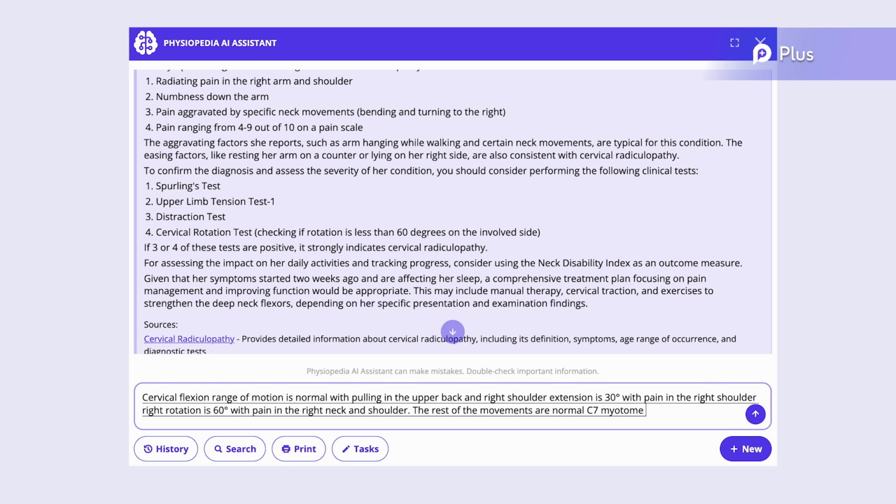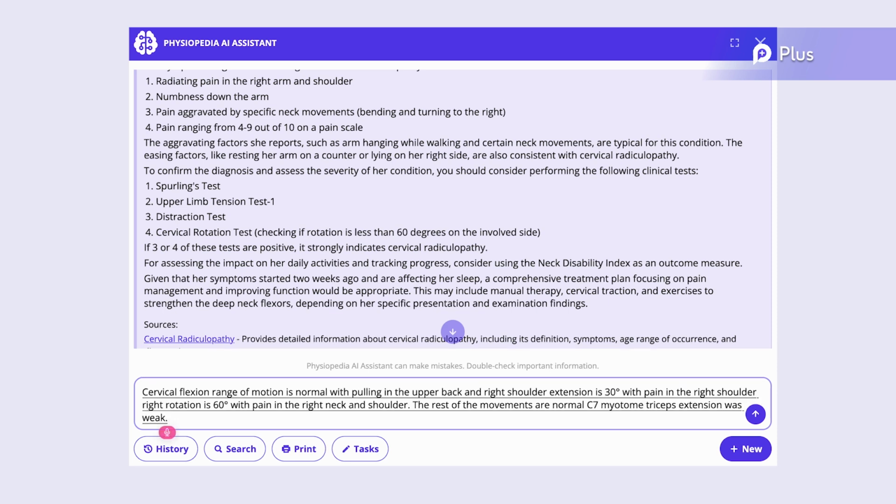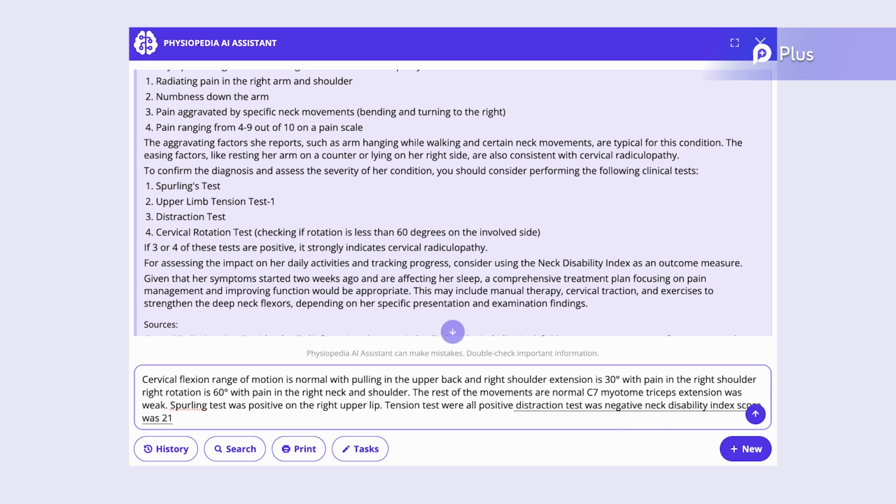C7 myotome triceps extension was weak. Sperling's test was positive on the right. Upper limb tension tests were all positive. Cervical distraction test was negative. Neck disability index score was 21. There is tenderness on palpation along the right C7 and T1 paraspinal muscles.